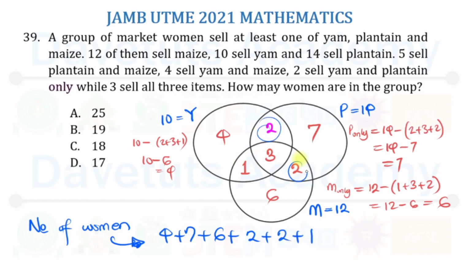Okay, 2, 2, 1. And then the only thing remaining is plus 3. That's going to give me 4 plus 7 is 11, plus 6 is 17, 18, 19, 20, 21, 22, plus 3, that is 25. So 25 is the total number of women in the group.